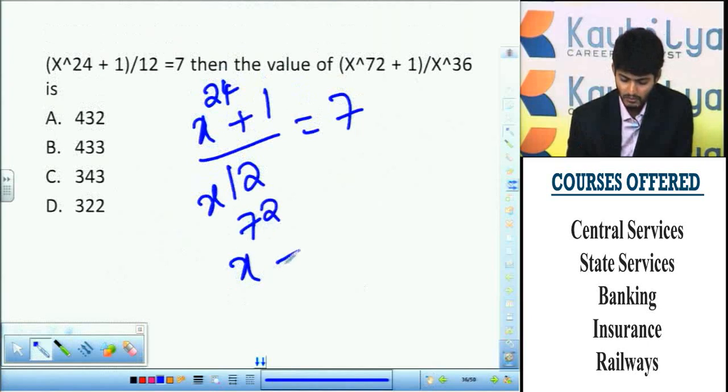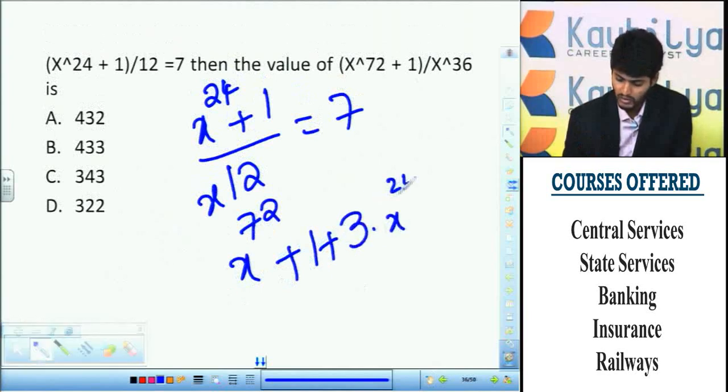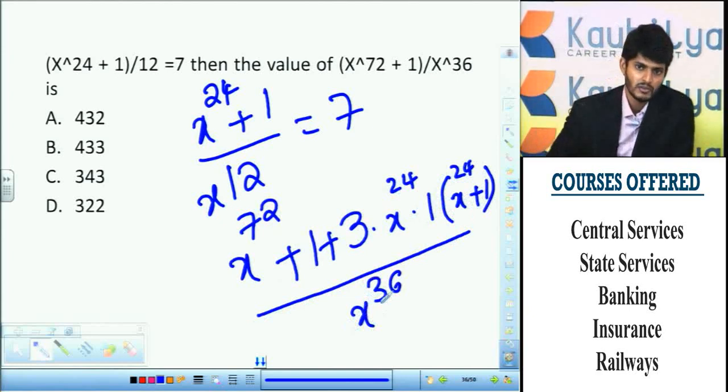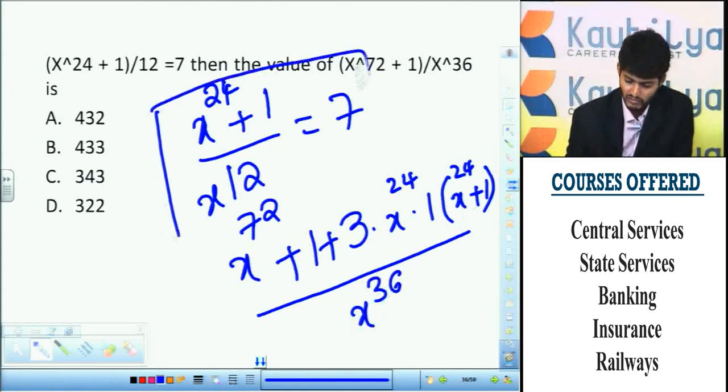So a cube plus b cube, which is 1 cube, again 1, plus 3ab. So 3 into x power 24 into 1 into a plus b, which is x power 24 plus 1. Agreed? So 3ab into a plus b, divided by x power 36. Okay, fair enough. Why am I writing like this, why am I not writing 3a square b plus 3ab square? It is because I know what is the value of a plus b. So you can see from the first given equation, this is your given equation.